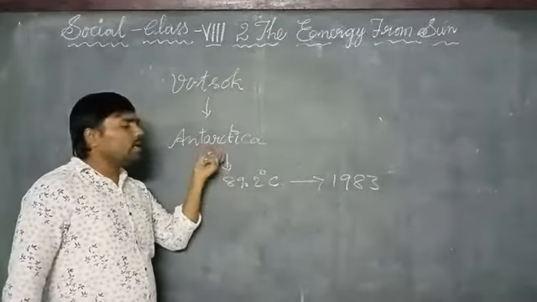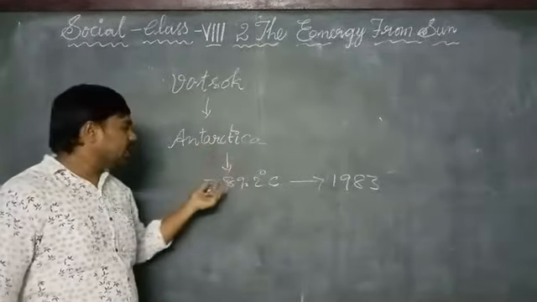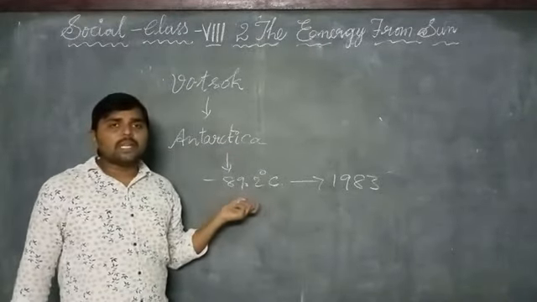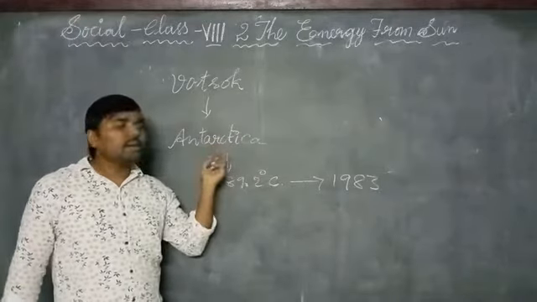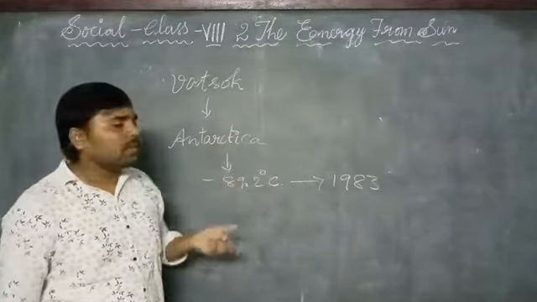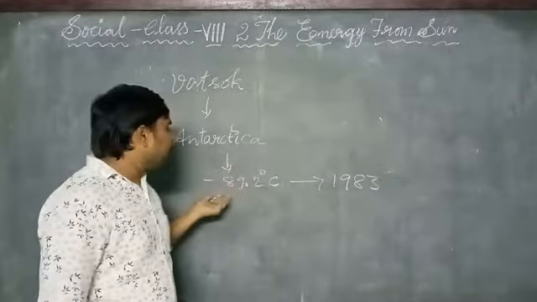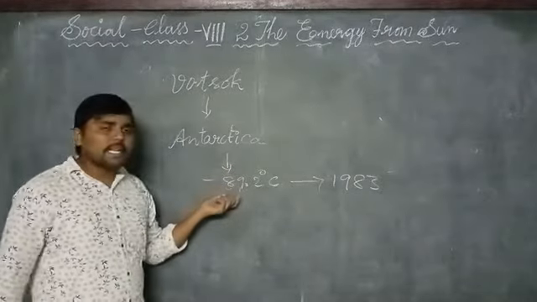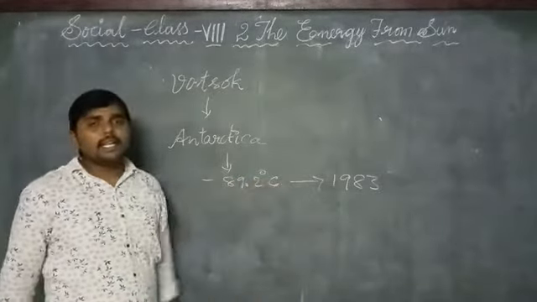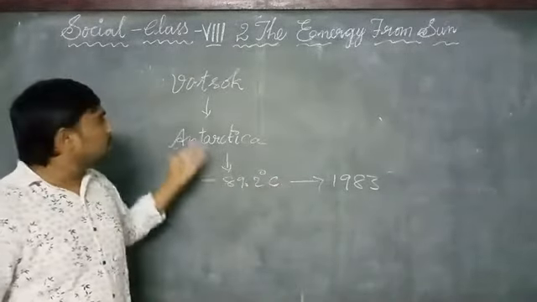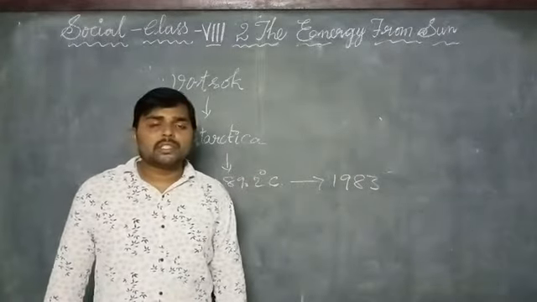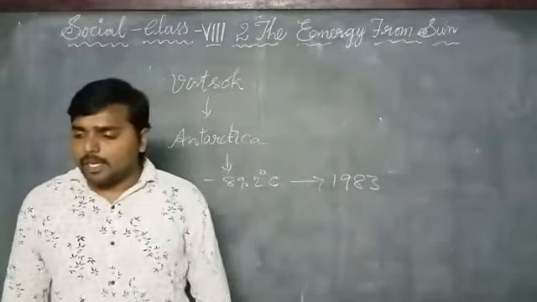Antarctica is the frozen continent. That is why the temperature levels are very low in Antarctica. Why? Because it is in a frozen state. The lowest temperature, about minus 89.2 degrees Celsius, was recorded in the year 1983. This is about the highest and lowest temperatures recorded on the surface of the earth.